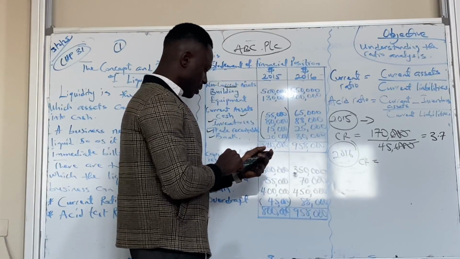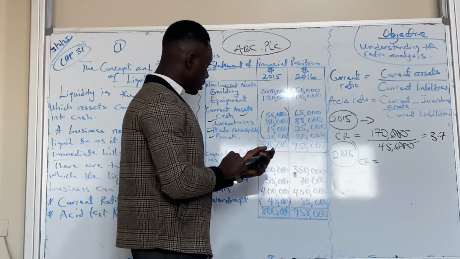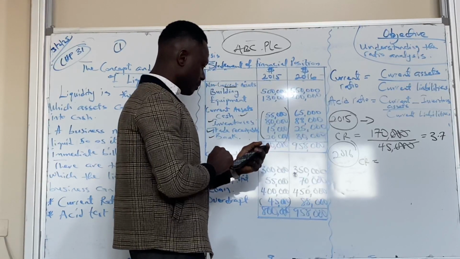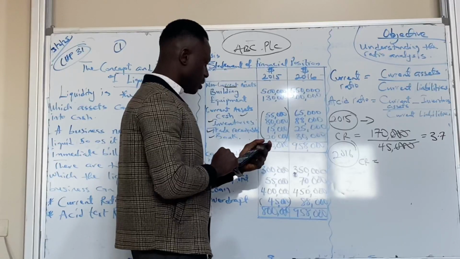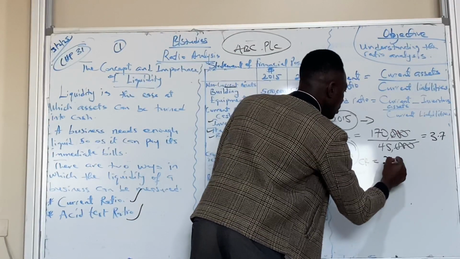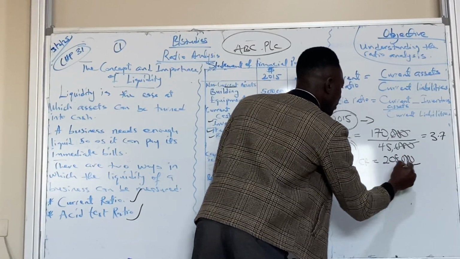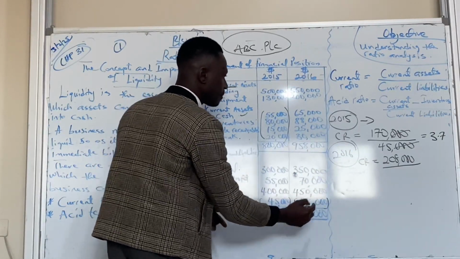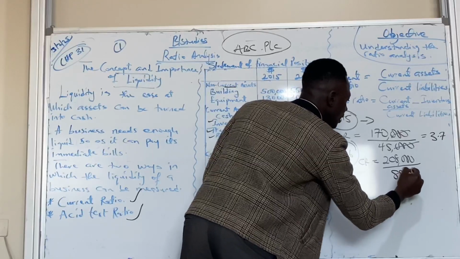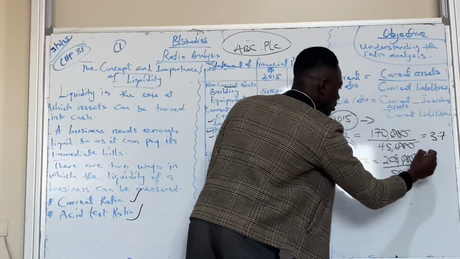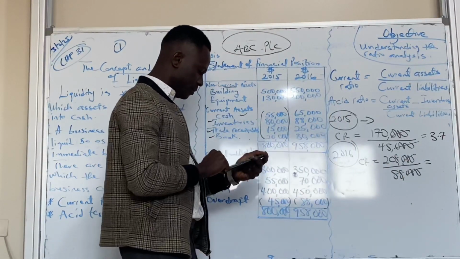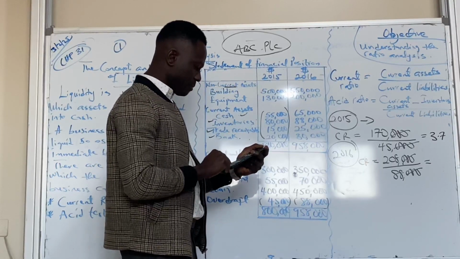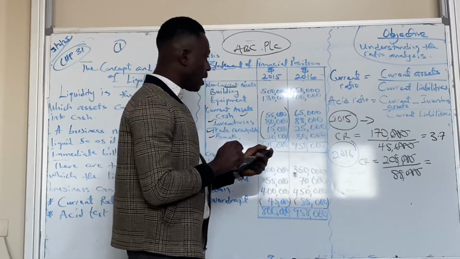65,000 plus 88,000 plus 25,000 plus 30,000. So that's 208,000. 208,000 divided by the only current liability we have, which is 88,000. So we have 208 divided by 88, right? So we have 2.36.